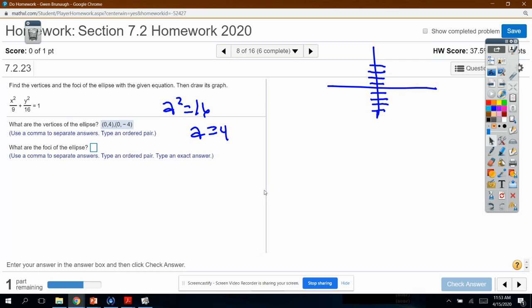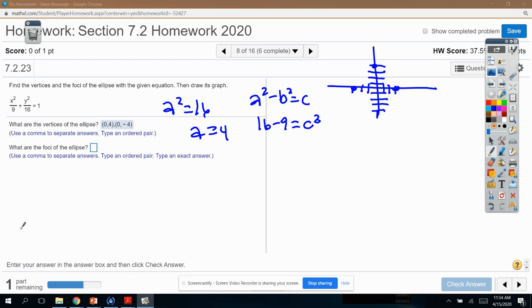And now they want to know where the foci are of this guy. I'm going to finish drawing my dots here. In the x direction, we're going 3 for those co-vertices. They didn't ask me that, but just so I can see what my graph looks like. Once again, we're going to do a squared minus b squared equals c squared to find out where the foci are. 16 minus 9 is c squared. Okay, so this time c is going to be the square root of 7, because 7 is c squared. I skipped a step, sorry.